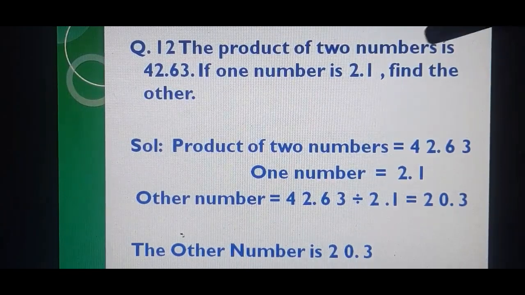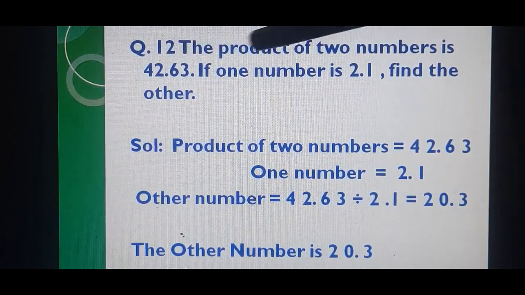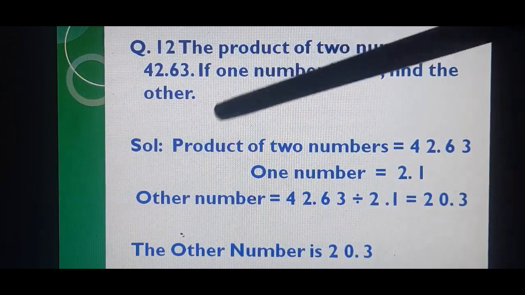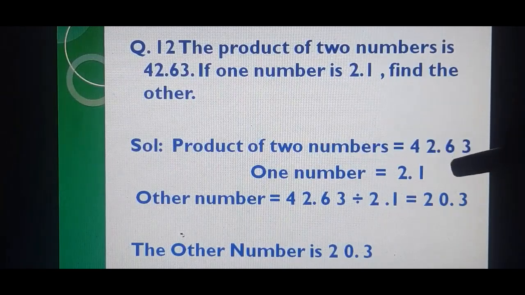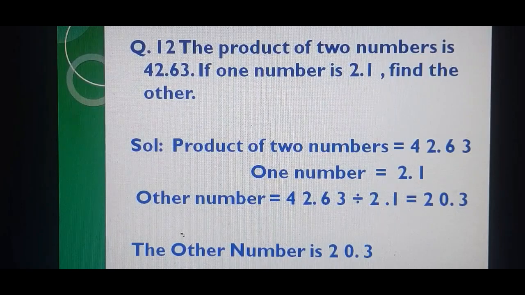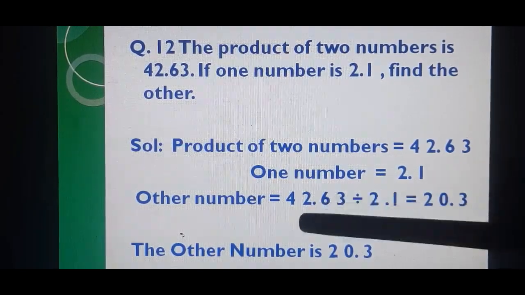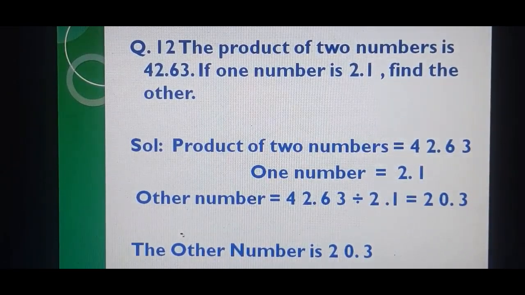The product of two numbers is 42.63. If one number is 2.1, find the other. Product means two numbers multiplied with each other, and we know one of the two numbers. To find the other number, if we divide the product by one number, we will get the other number. So the other number is equal to 42.63 divided by 2.1.